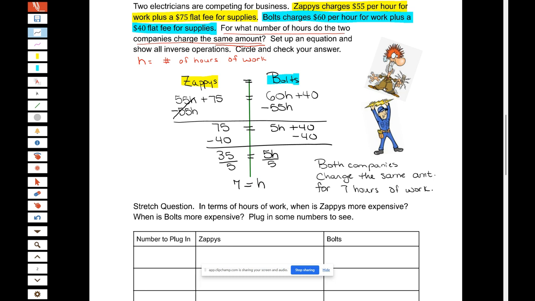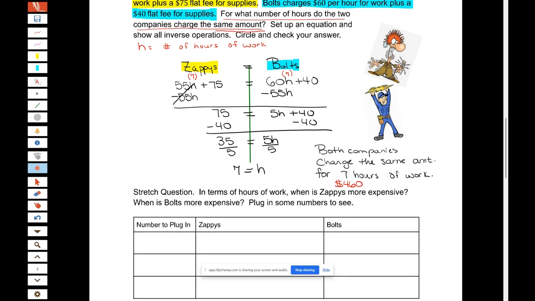Now, to check that answer, we could easily plug it back in. If I plug in a 7 here and a 7 here, on the left side, I will do 55 times 7 plus 75. I get $460. I should get the same amount if I do 60 times 7 plus 40. 60 times 7 is 420. I add 40, I get 460. So my answer of 7 does check.